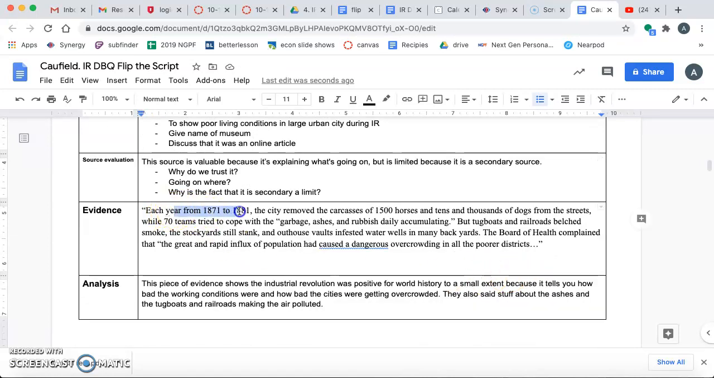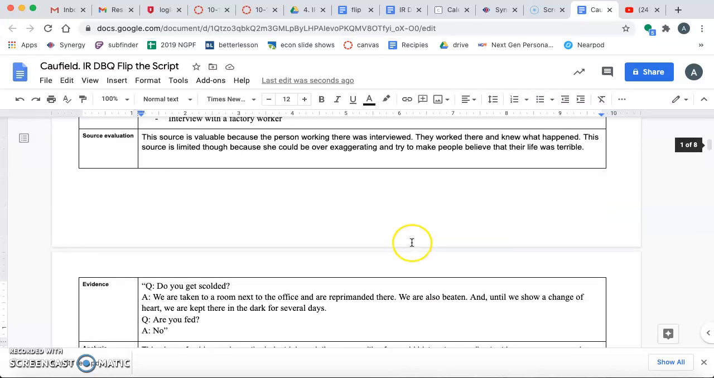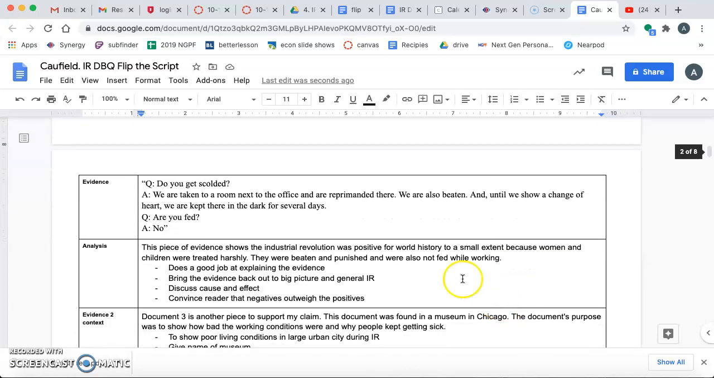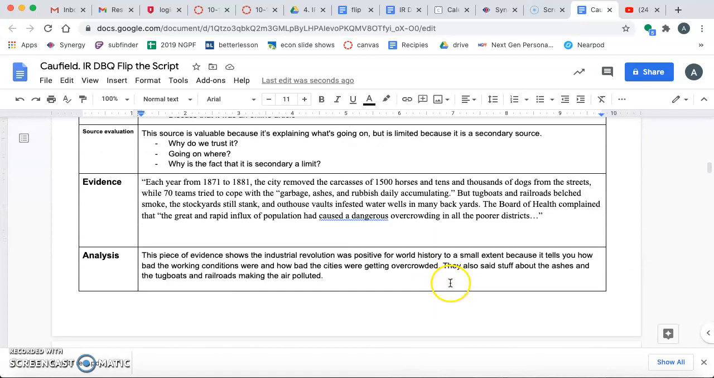Each year from 1871, and I'm not going to read this whole thing, but it does do a good job at explaining her second reason in her claim, where it says pollution from the factories and cities getting bigger and people dying from illnesses. So this is a good piece of evidence to support her claim.